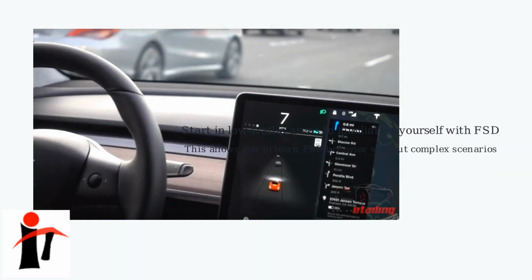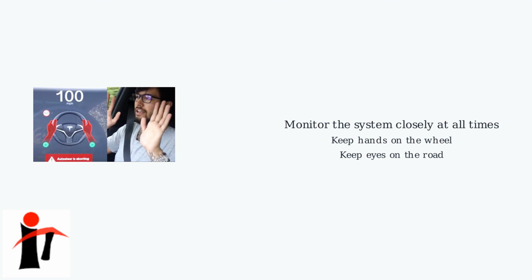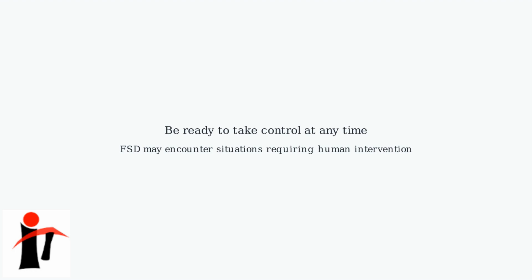Begin your FSD experience in low-traffic areas to build confidence and understand how the system responds in simpler driving conditions. This helps you learn FSD's behavior without the added complexity of busy roads. Always monitor FSD closely as it operates. Keep your hands on the steering wheel at all times. FSD detects this through torque sensors and will alert you if it senses you're not engaged. Keep your eyes on the road to be aware of surroundings and ready to intervene. Stay alert and be prepared to take control of the vehicle immediately if needed.